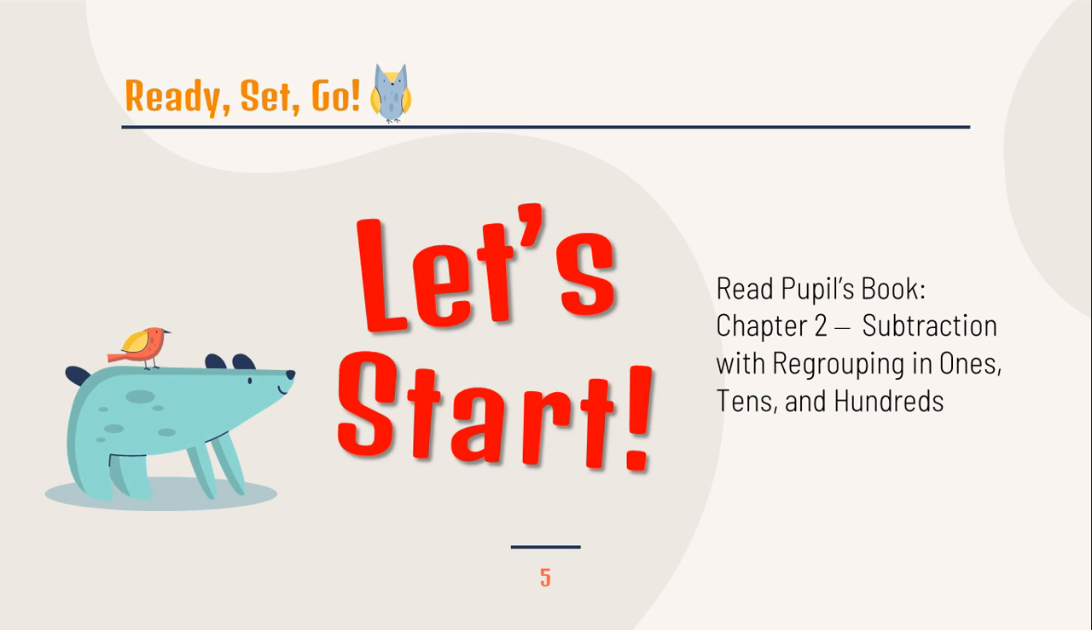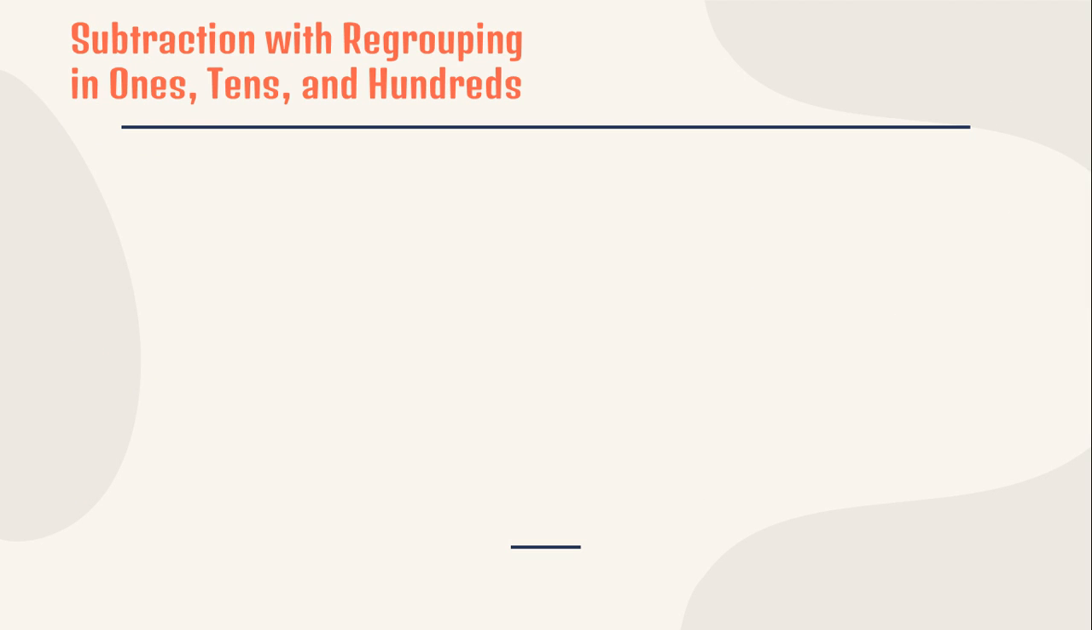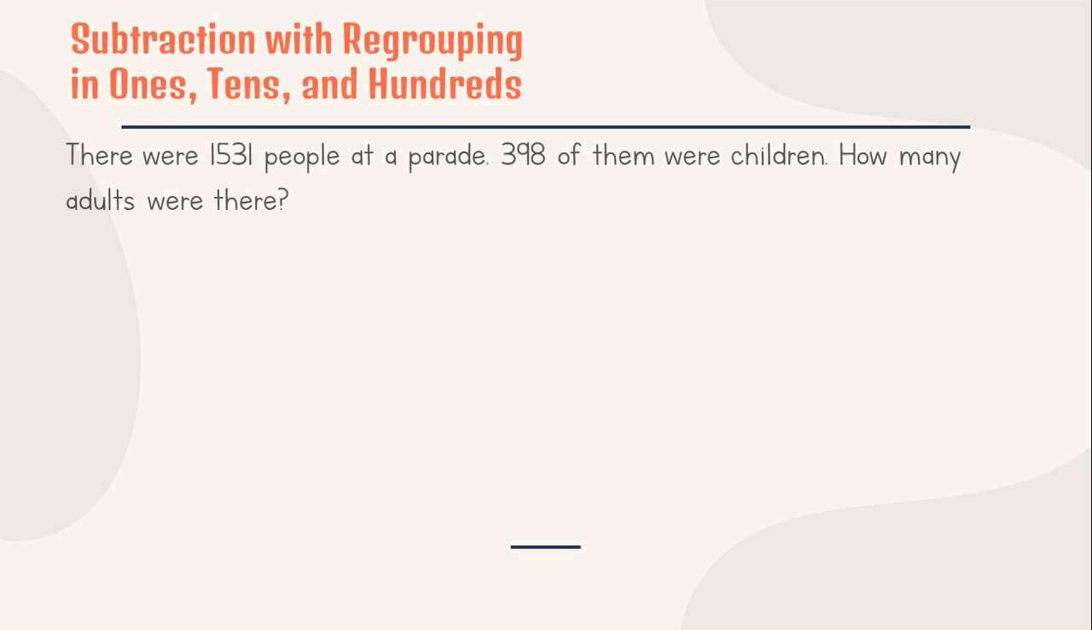Today we'll learn about subtraction. Before, you have learned about simple subtraction. It means that you do subtraction without regrouping anything. And now, we're going to learn about how to regroup in ones, tens, and hundreds. Don't forget, the concept is still similar to what you had in the previous grades, but your numbers will be bigger. So, subtraction with regrouping in ones, tens, and hundreds.